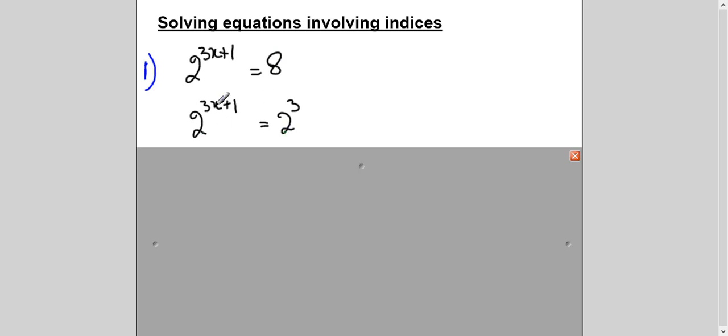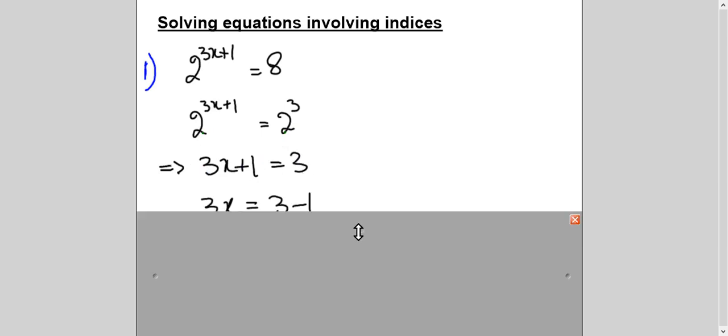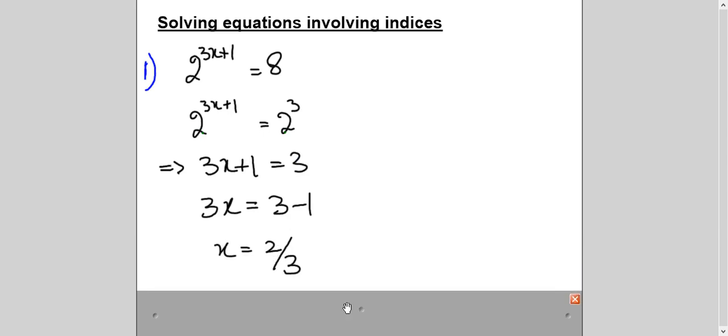Now the base is the same, so I can equate the powers. I can say 3x plus 1 equals 3. And then this will help me to solve the equation and get the value of x. And you get 2 over 3. By the way, if you want to check whether the answer is right or wrong for yourself, because you don't need to show that in the exam, you can substitute the value of x here and solve it and see you will get the same answer 8, right? So if you have an inquisitive mind, you can do that.